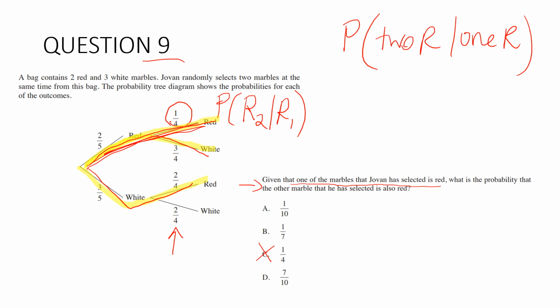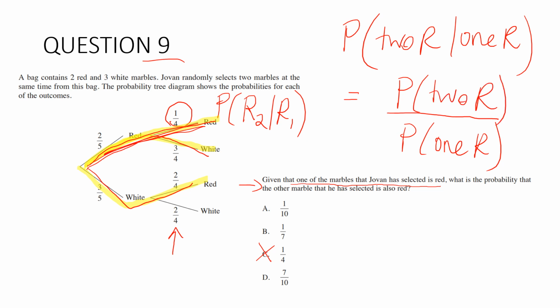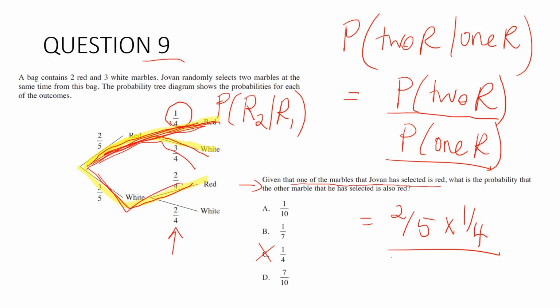You can use the formula if you want to, but it's pretty easy. Out of all of the ones that have 1 red, or more than 1 red, what's the probability that we have 2 reds? And now it's fairly easy. 2 reds is here, 2/5 times 1/4. 1 red is this one plus this one plus this one, or 1 take away the thing you don't want, which is the 2 whites. And if you put that in your calculator, you end up with 1/7, which is B.